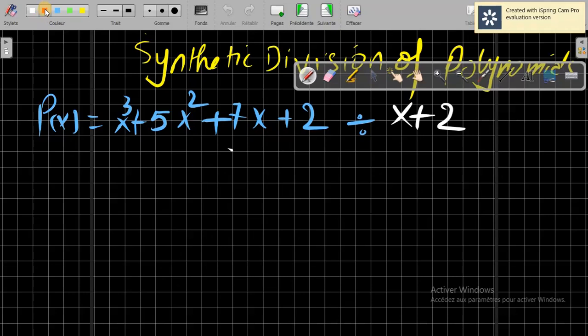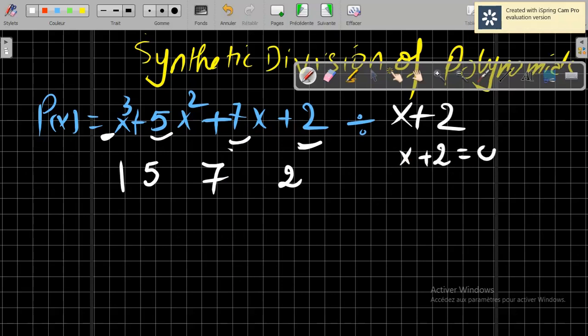So the first step to do is to identify the coefficients and write them back down. So I have x cubed, I have 1 coming with x cubed, so 1. With x squared you have 5. With the x you have 7. And the constant 2. Now divided by x plus 2.